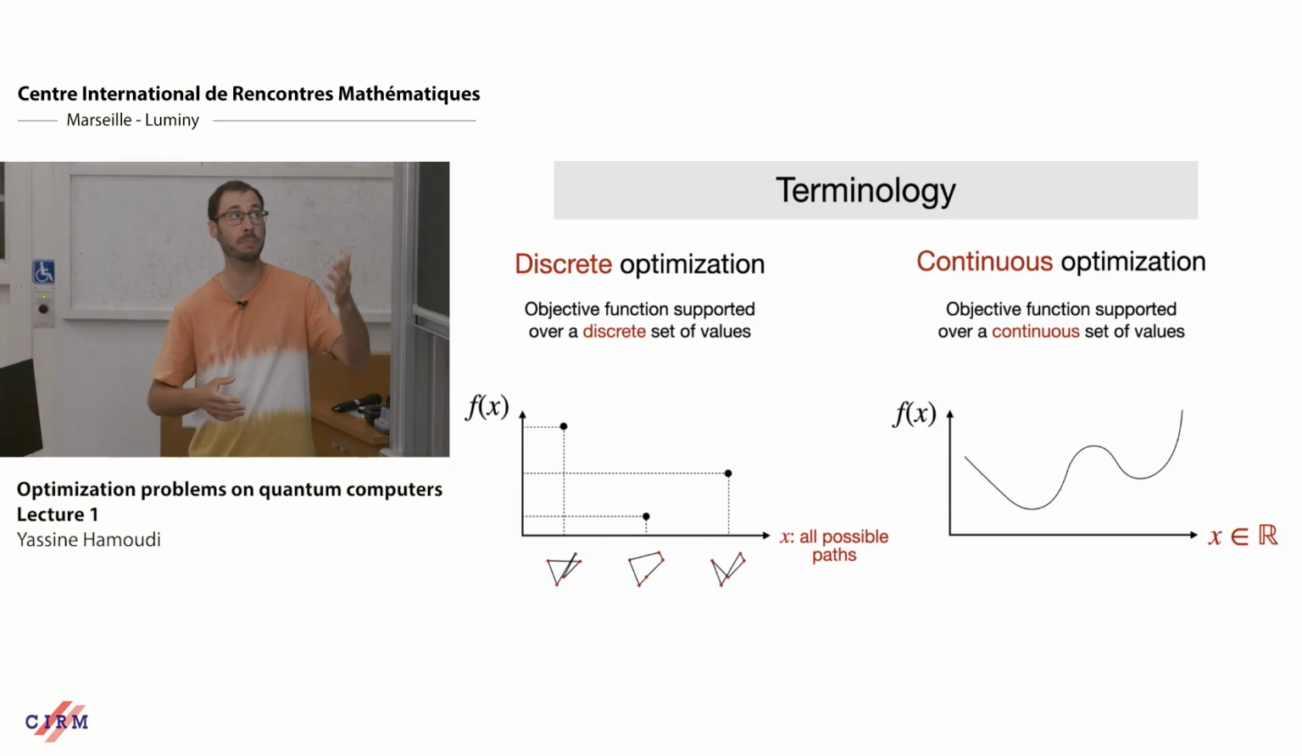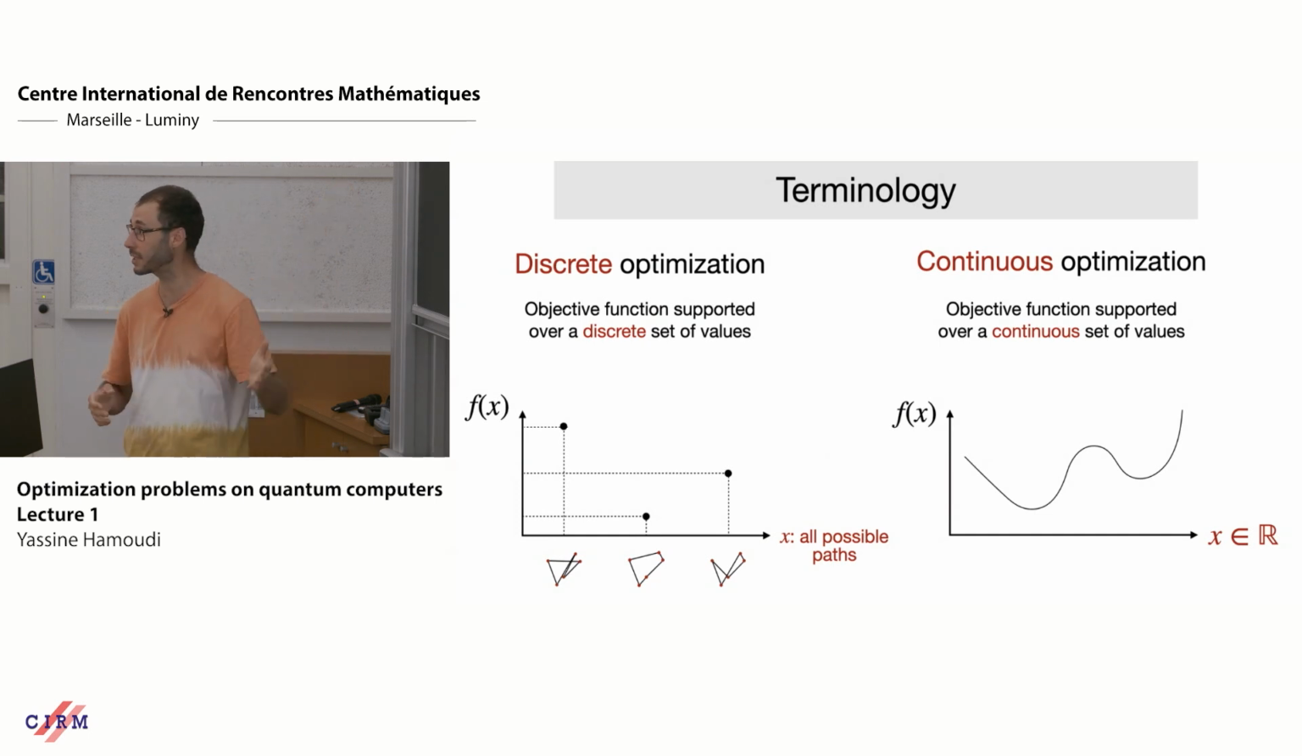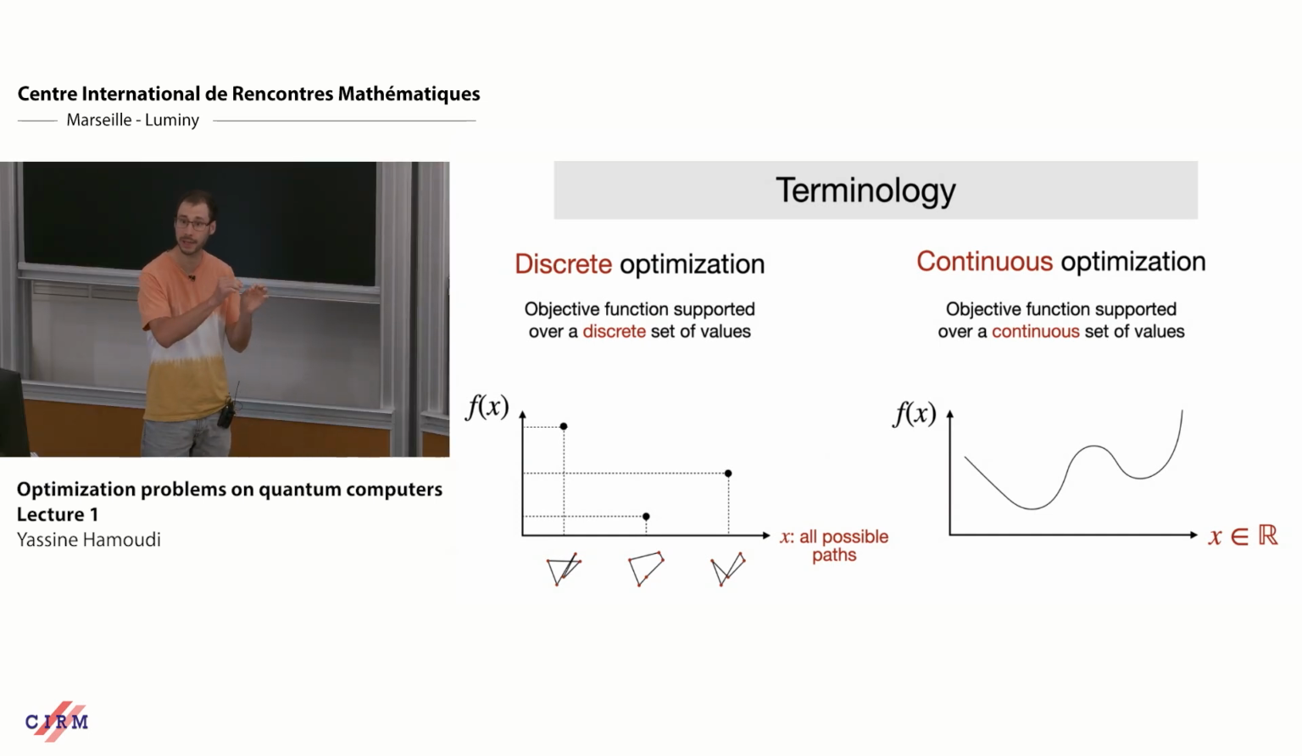This set could be a discrete set, as was the case with finding the shortest path, meaning that you can really enumerate all the possible objects that you want to optimize on. So there is a discrete set of values that you have to explore.